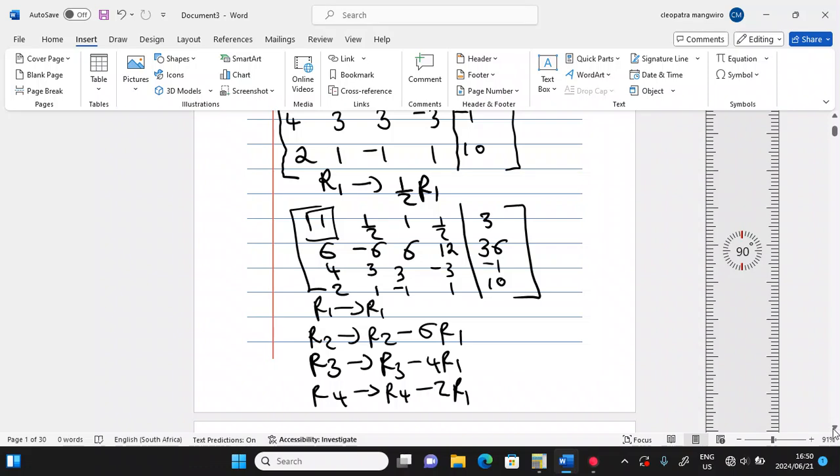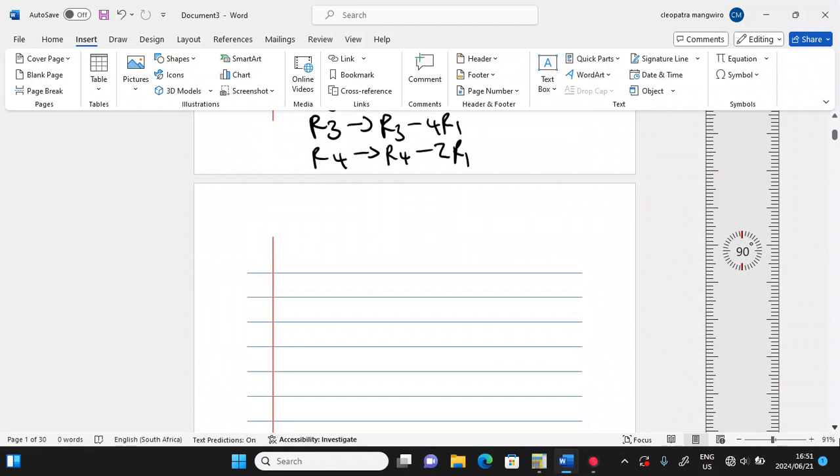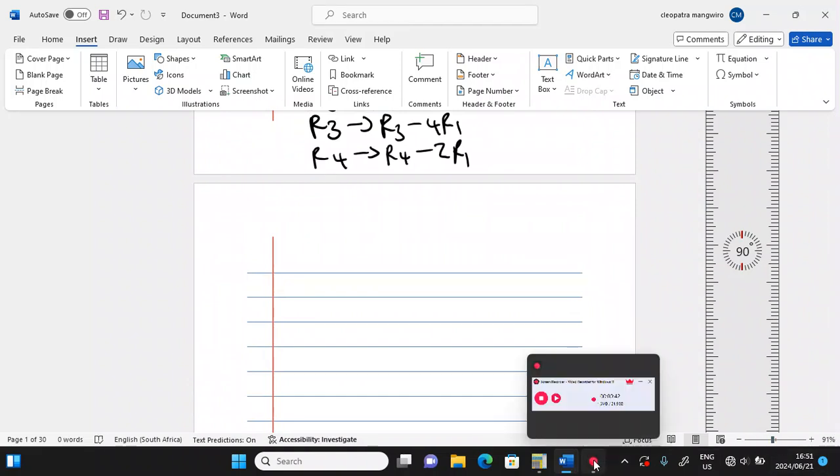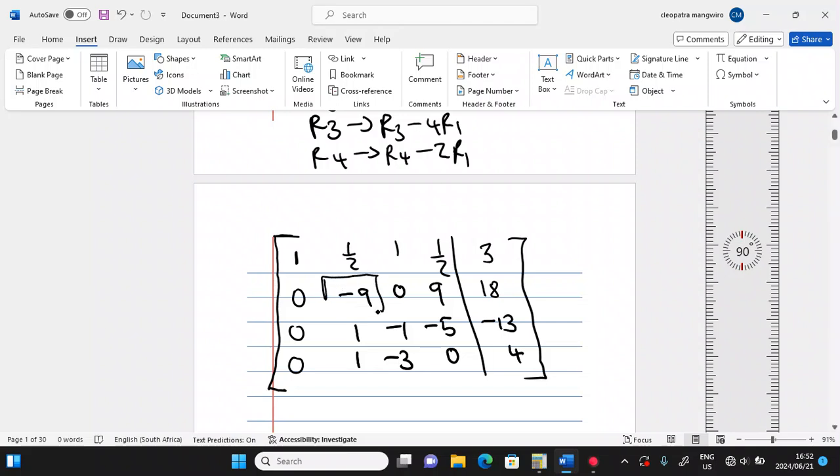So after performing these row operations we get a new matrix. After the row operations, column 1 is done. But we still want to make this entry a pivot. So we say row 2 is given by minus 1 over 9 row 2. We have to divide row 2 by minus 9, that is, multiply by minus 1 over 9.